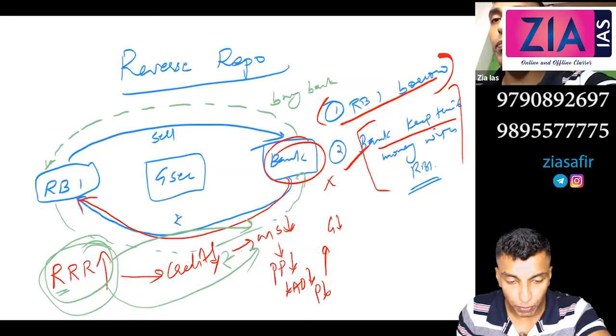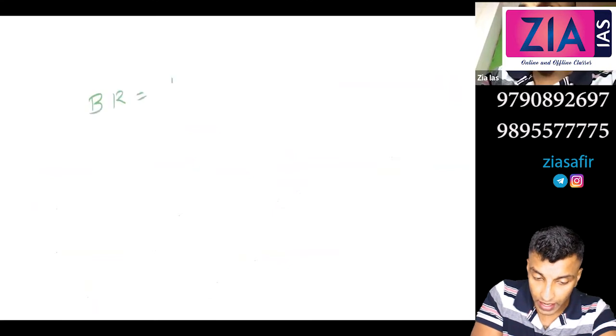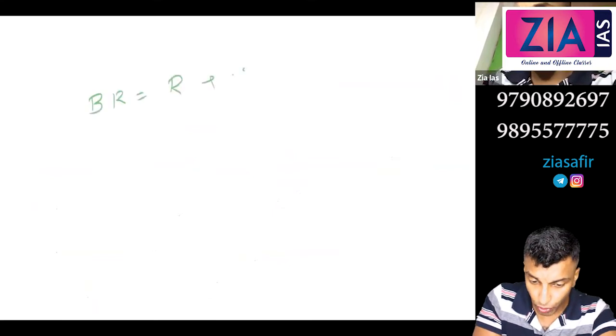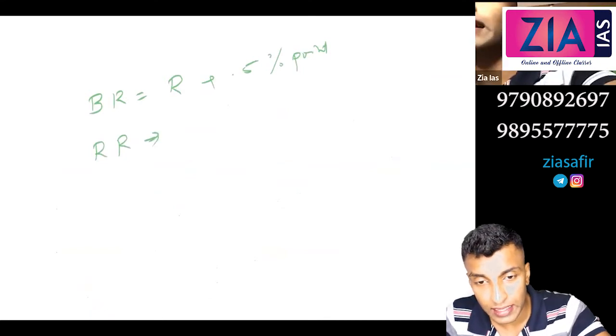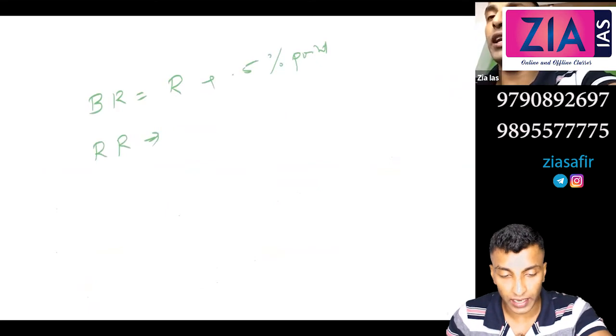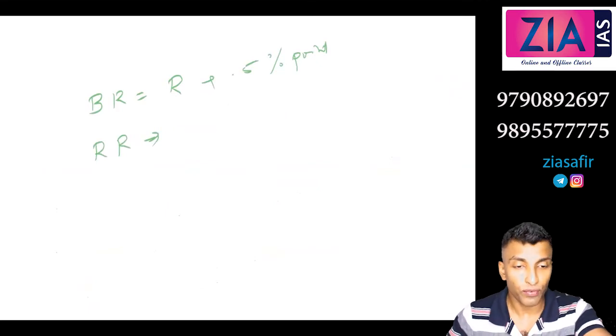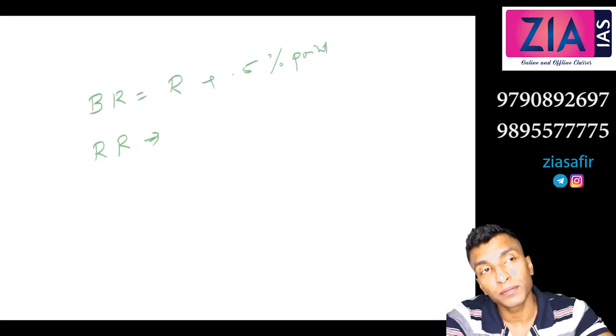I've told you repo is the policy rate, and everything else is connected with the policy rate. The bank rate is repo plus 0.5 percentage point. So what do you think: will reverse repo be more or less than repo? Logically, tell me. Less than repo. Why is it less? Or else banks will always park their funds with RBI for a higher interest rate.